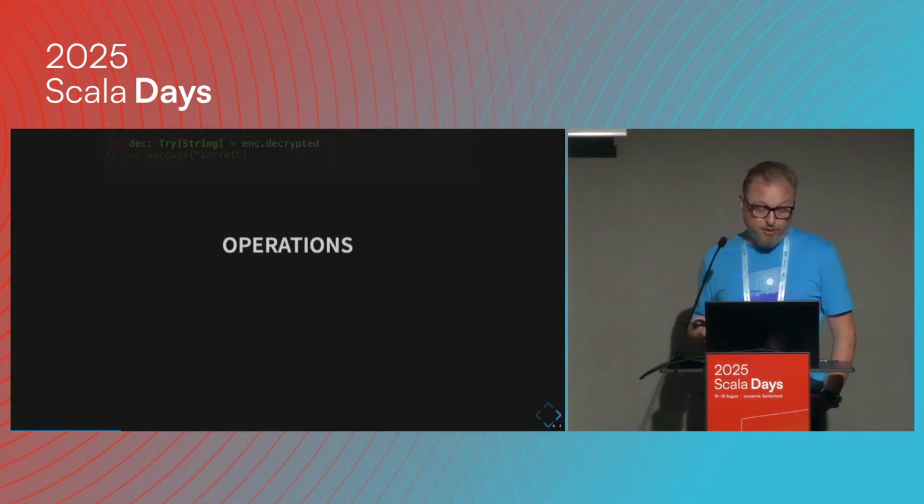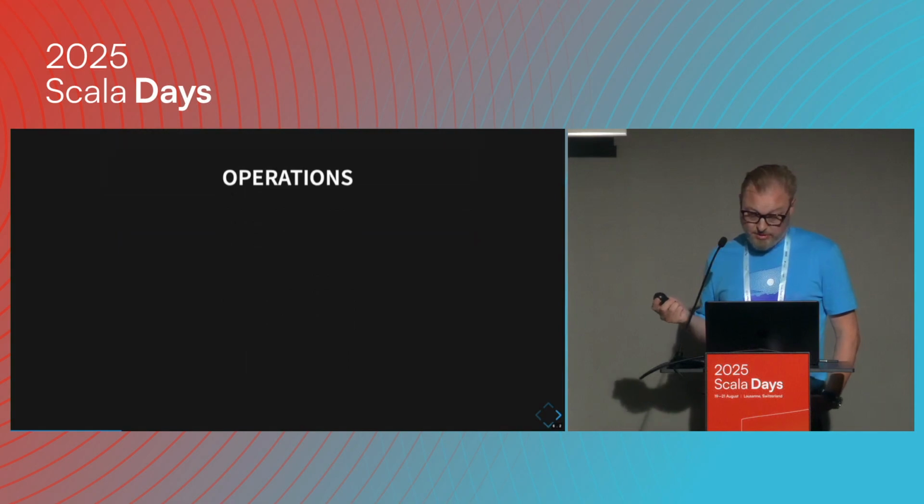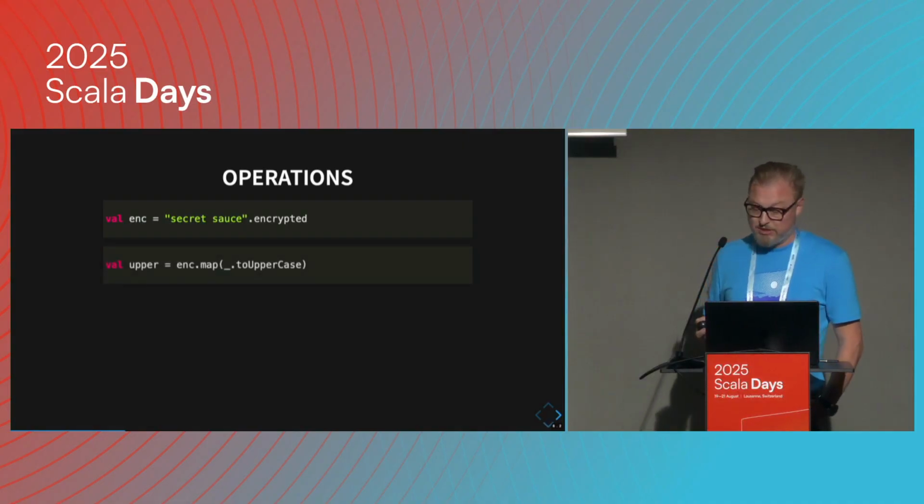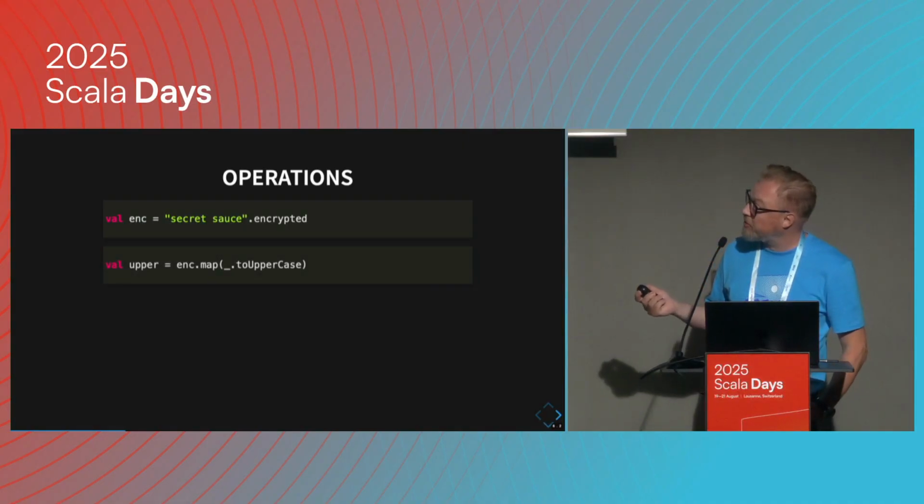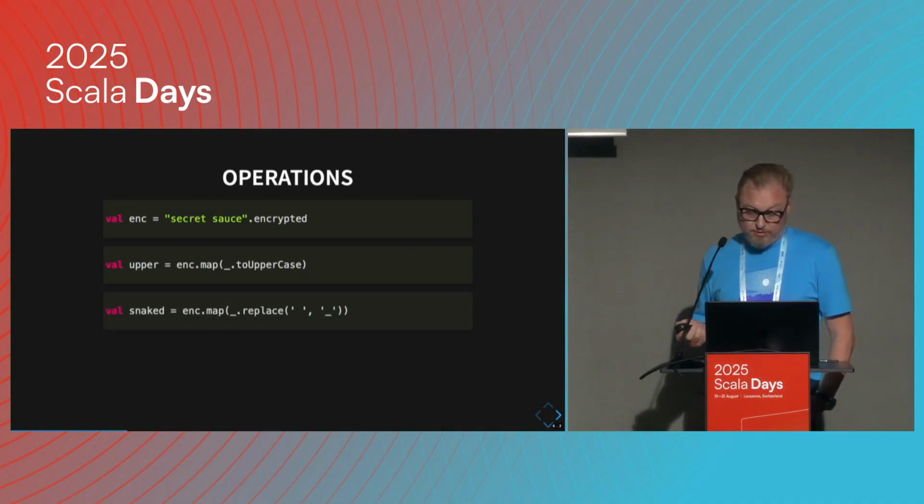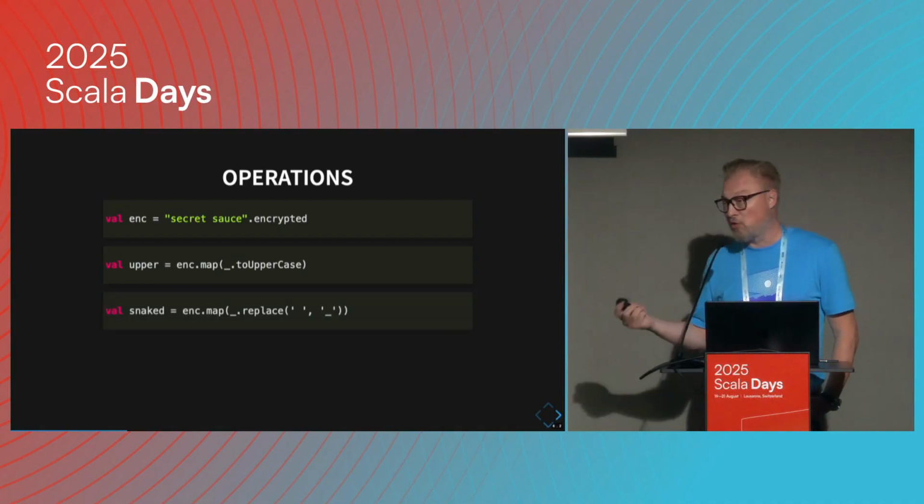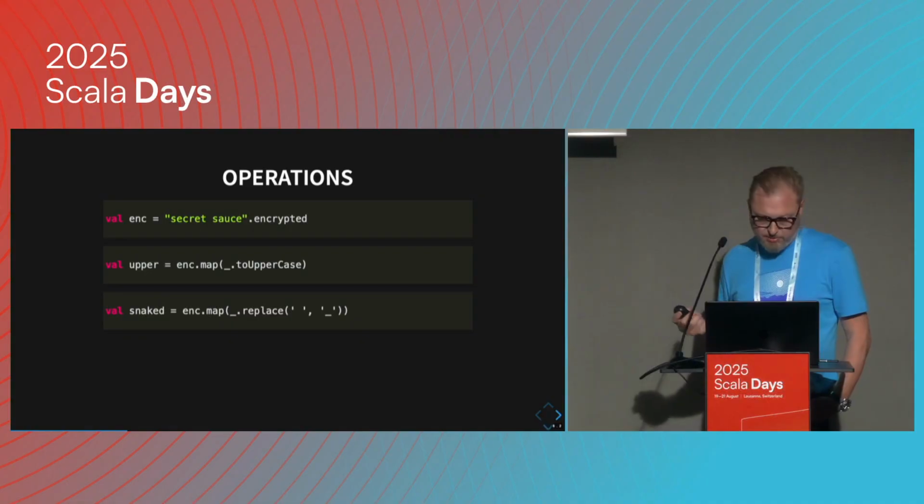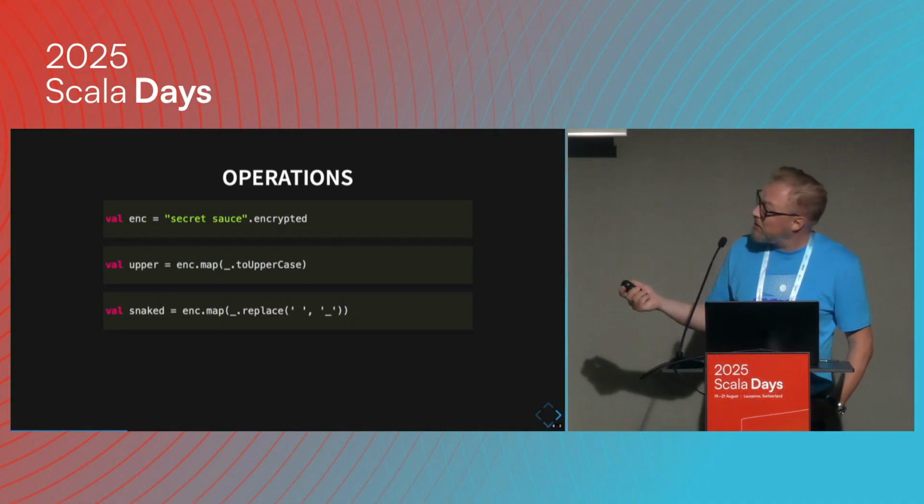You can also do operations, of course, as we saw. You can transform a secret. Say you have a secret you want to transform. You call map on it, and you transform it with, in this case, toUpperCase. You get back another encrypted value, which you can call map on again, or something else, as we'll see. In this case, it does some other transformations here.